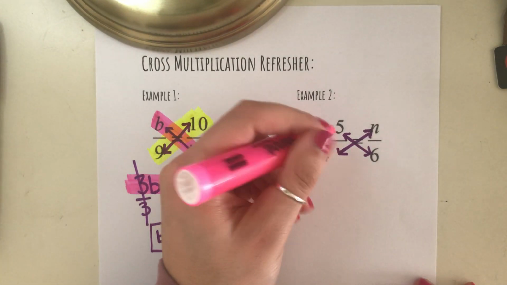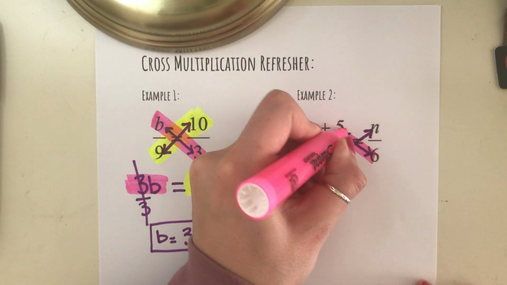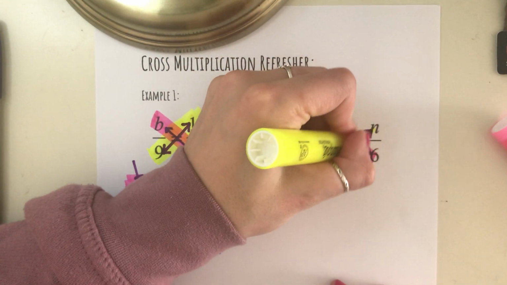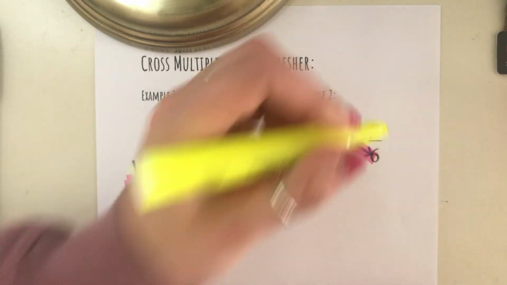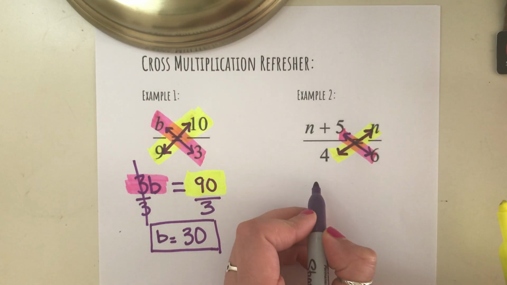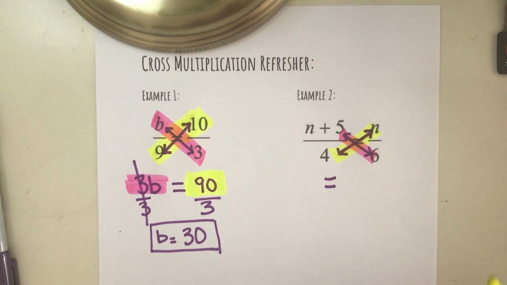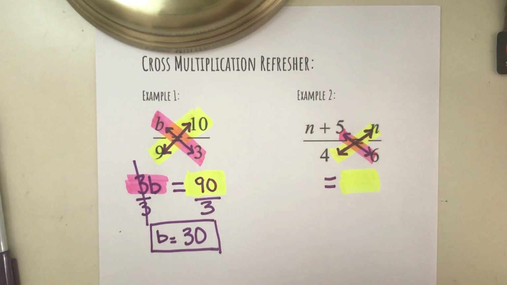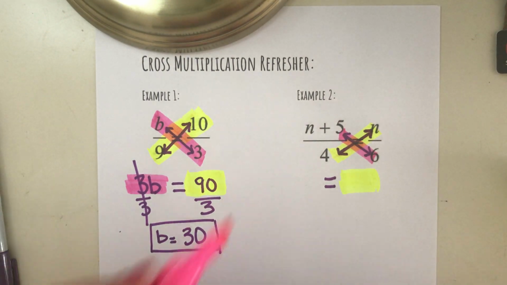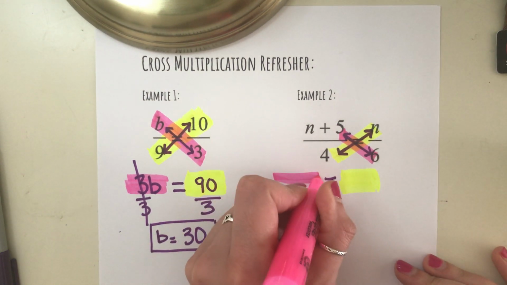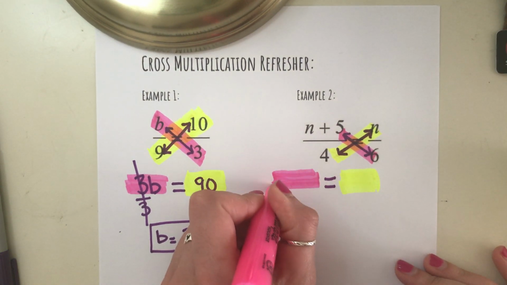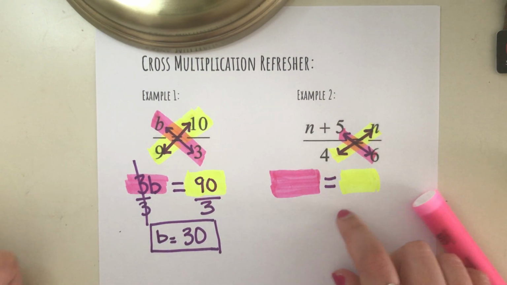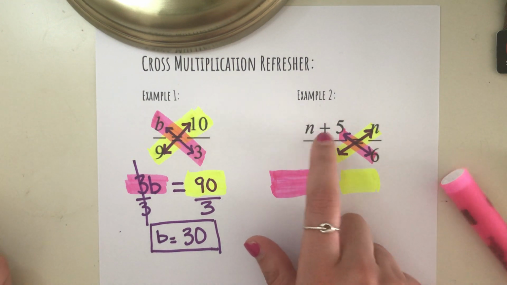And again, I'm going to have my pink arrow and my yellow arrow. And I'll go ahead and draw my equal sign and give myself a yellow box here and a pink box. So 6 times n plus 5.